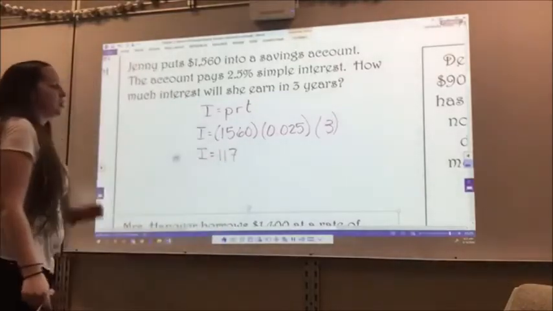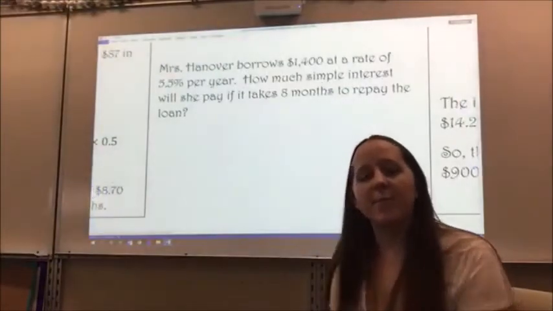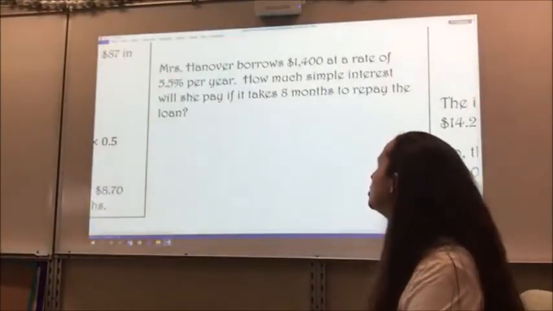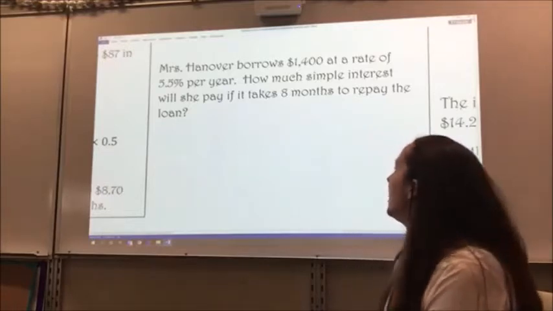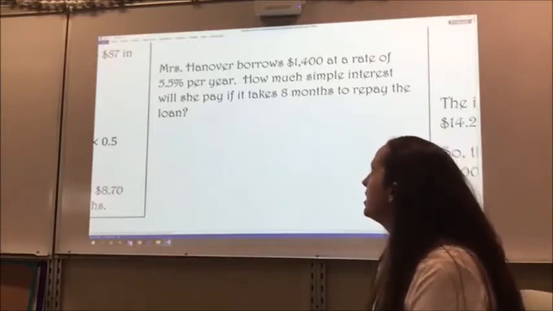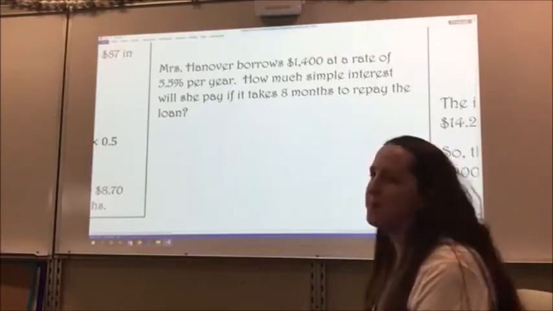So in 3 years, she'll earn $117 in interest. All right, the second problem talks about Mrs. Hanover. She's borrowing $1,400 at a rate of 5.5% per year. How much simple interest will she pay if it takes 8 months to repay the loan?